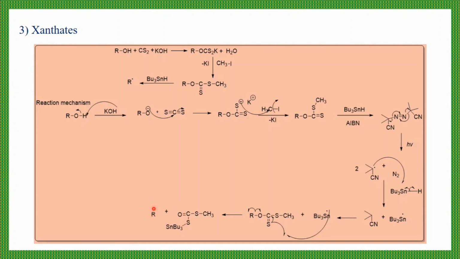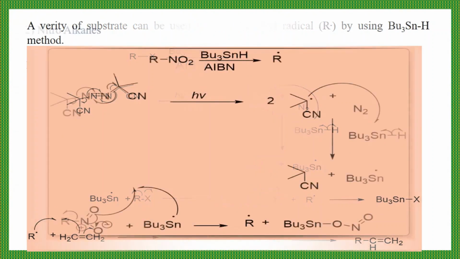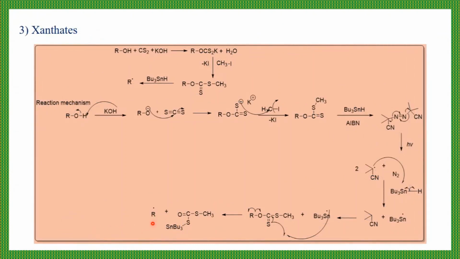Now this generated R radical, you can add to any carbon-carbon double bond or carbon-carbon triple bond for the formation of intra or intermolecular carbon-carbon bonds. This is the reaction mechanism. It's very simple, but when I am explaining it for deep understanding, we can easily understand that.